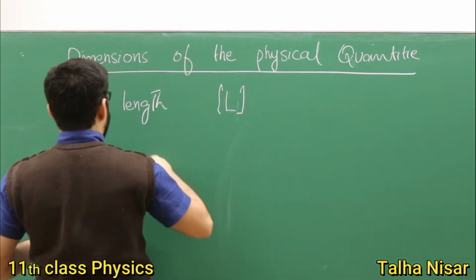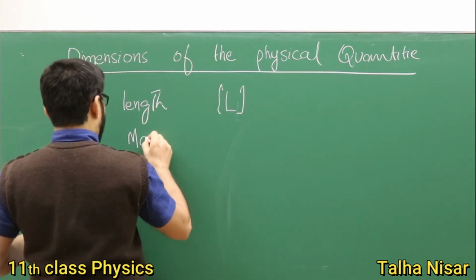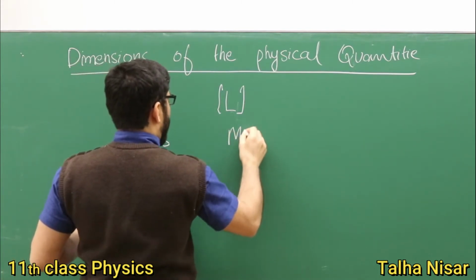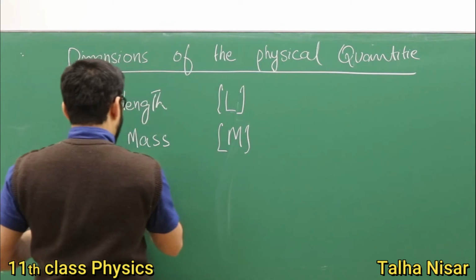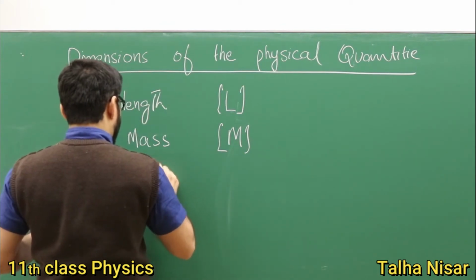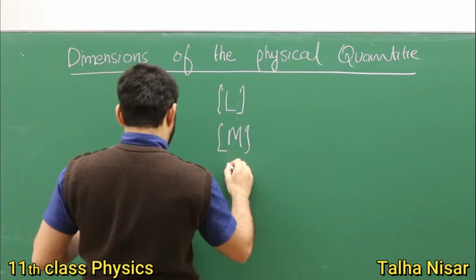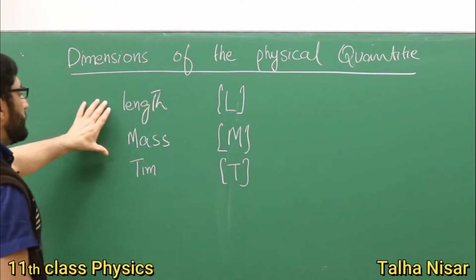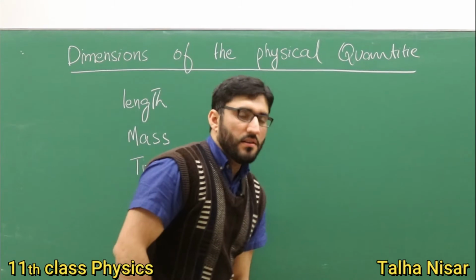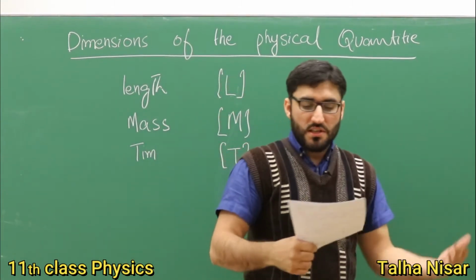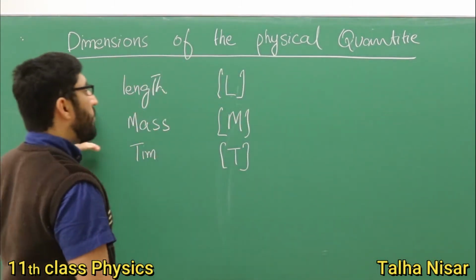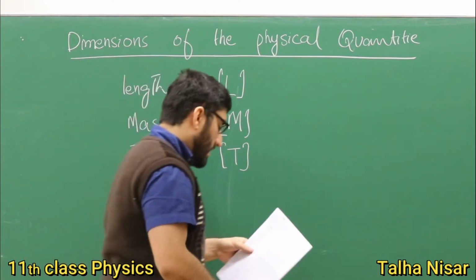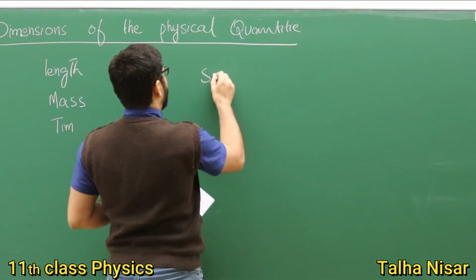Similarly, we had the mass. Mass has the M, dimension is the M. So we have the time, so we have the T, so these are the 3. So we had the 7 base quantities, and we will try. So what's the importance of these dimensions? So what we do, for example, we have the speed.